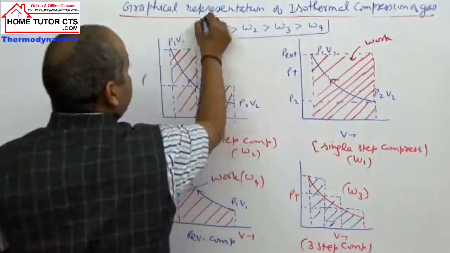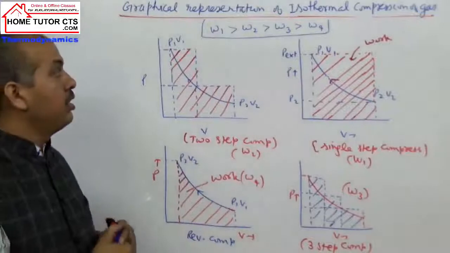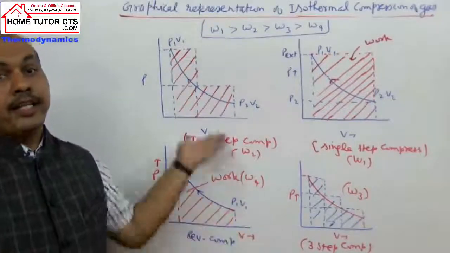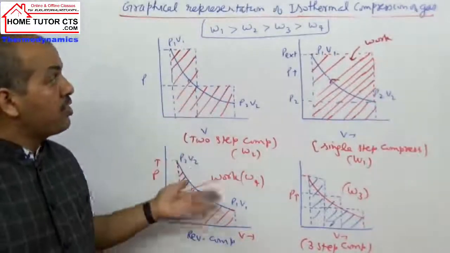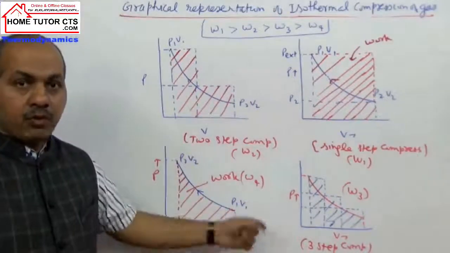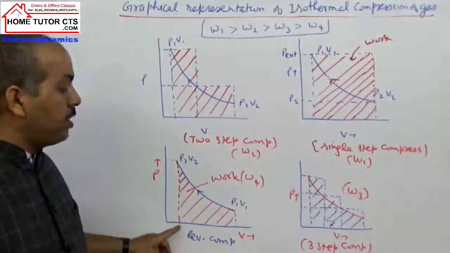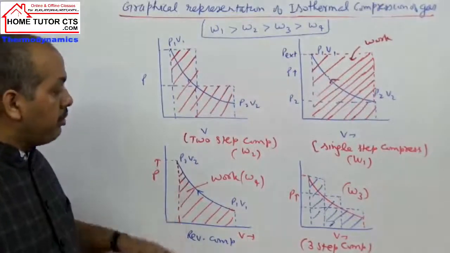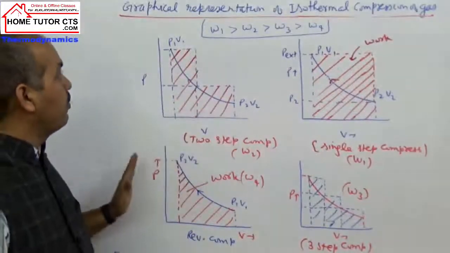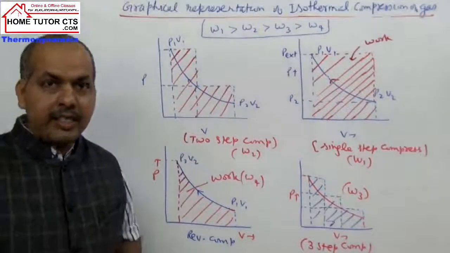Meaning what? When the number of steps keeps on increasing, the area under the graph is decreasing in compression. If you take expansion, it was reverse. If the number of steps kept on increasing, the area under the pressure volume graph was increasing. So there the work done was maximum when we have reversible expansion, and here the work done is maximum when we have reversible compression in the pressure volume graph. So that is the comparison of work done in different kinds of compression and expansion of gases. I hope it is clear.